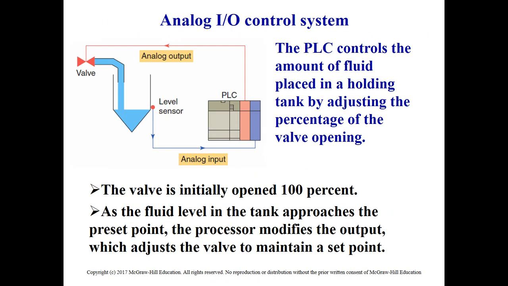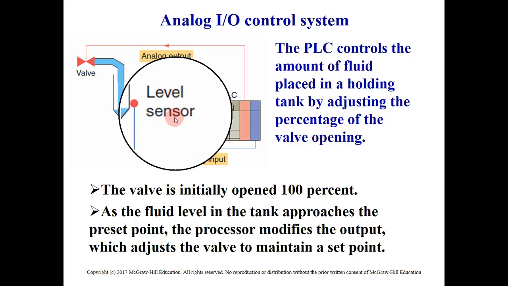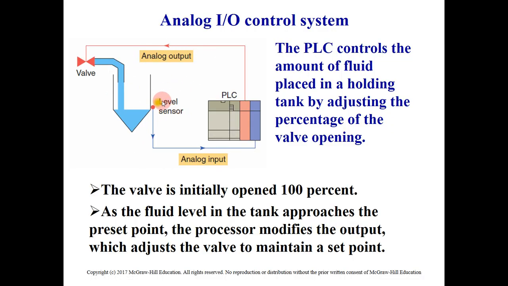So we can see here the same example to show you the level sensor, and here we have the valve, analog input and analog output. Both of them go through analog input modules and analog output modules. So the valve is initially open, which means it will fill and the level will increase.